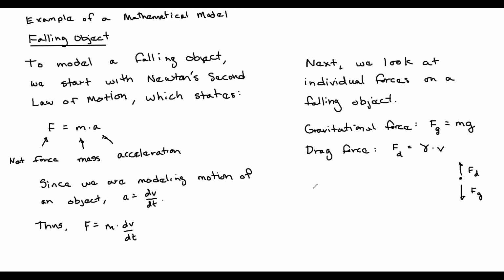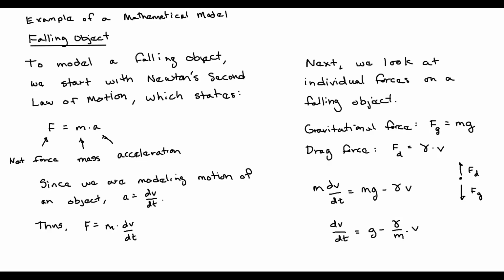So if you do that, you'll have m dV/dt, right? That's F equals ma, which equals m dV/dt. And then that equals the net force, which is the capital F there. And that's going to be mg minus gamma v. And then if you divide through by m, we end up getting dV/dt equals g minus gamma over m times v.